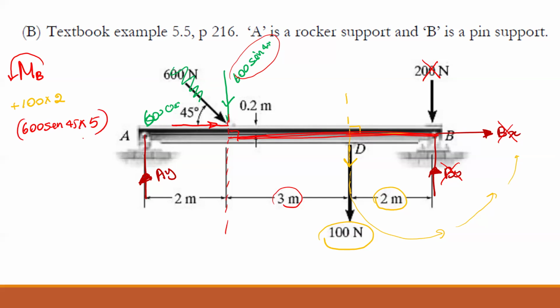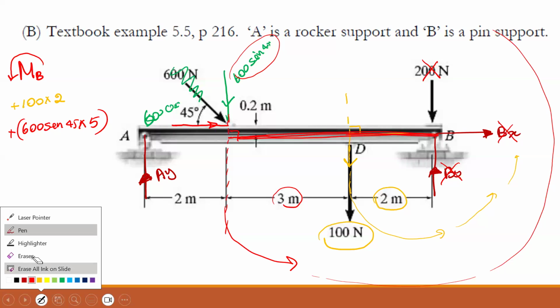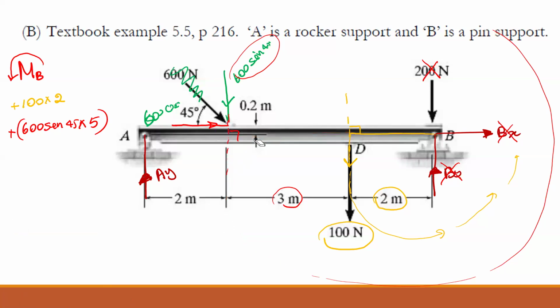So is it clockwise or counterclockwise again about B? It's counterclockwise, going like this. If you draw a circle about B, that will be going like this. So it is again a positive moment. Now, let's get rid of all these unnecessary lines. Now this one.